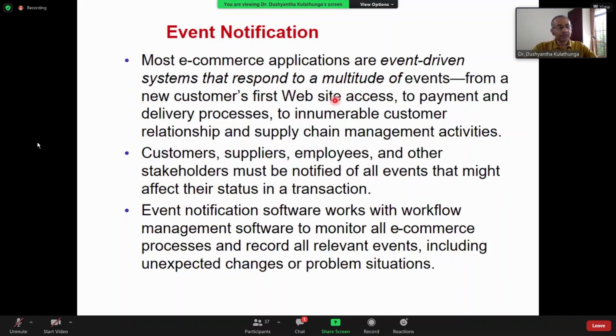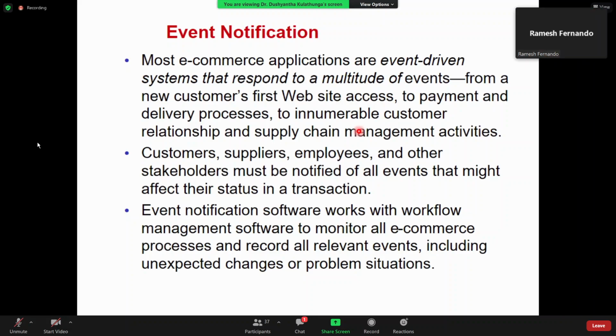Yes, again, is there any question regarding event notification? Excuse me, is the event notification a system or is that also software? No, that is basically part of the overall e-commerce system. Here we are focusing on the components of a successful e-commerce system. At the beginning, we mentioned that in order to make an e-commerce system successful, we need to have these components.